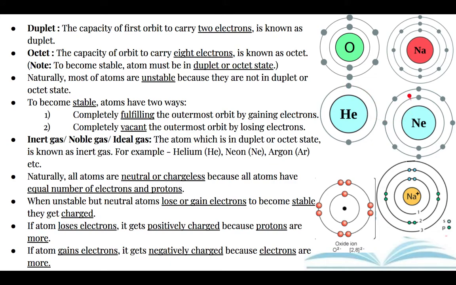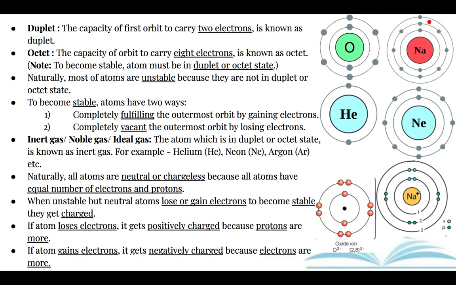Similarly, neon, second orbit can carry 8 electrons, and here if you see it has 8 electrons, which means helium and neon are stable atoms, whereas oxygen and sodium are unstable atoms. The reason is the outermost orbit is not completely fulfilled by electrons.